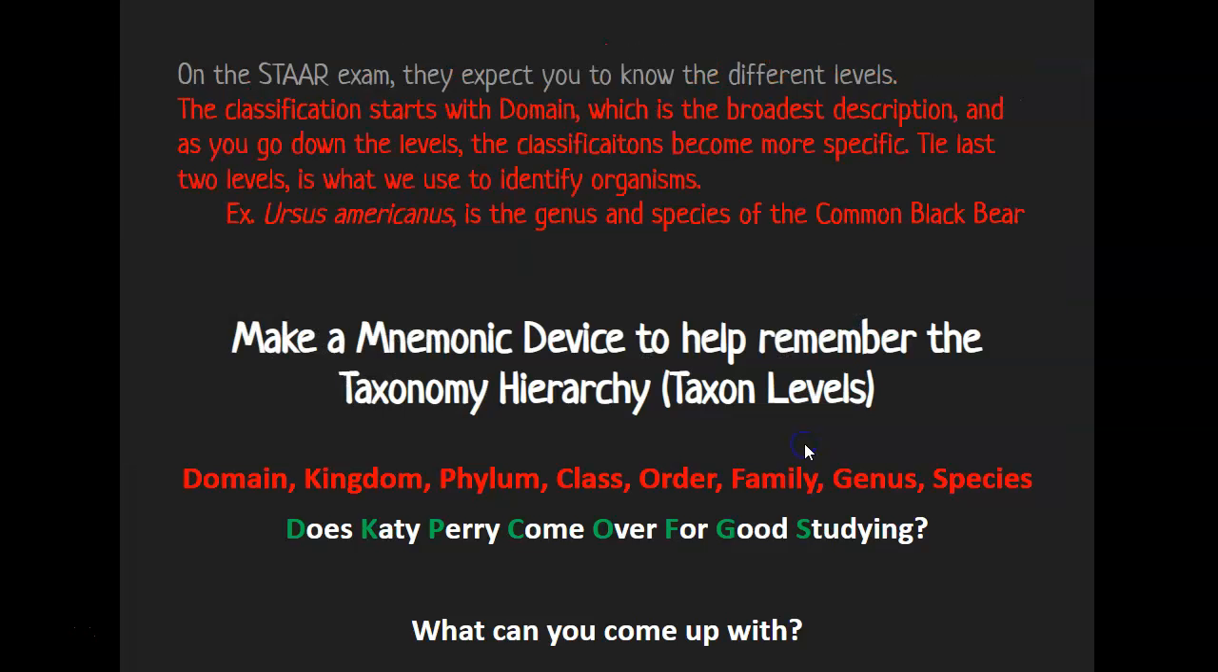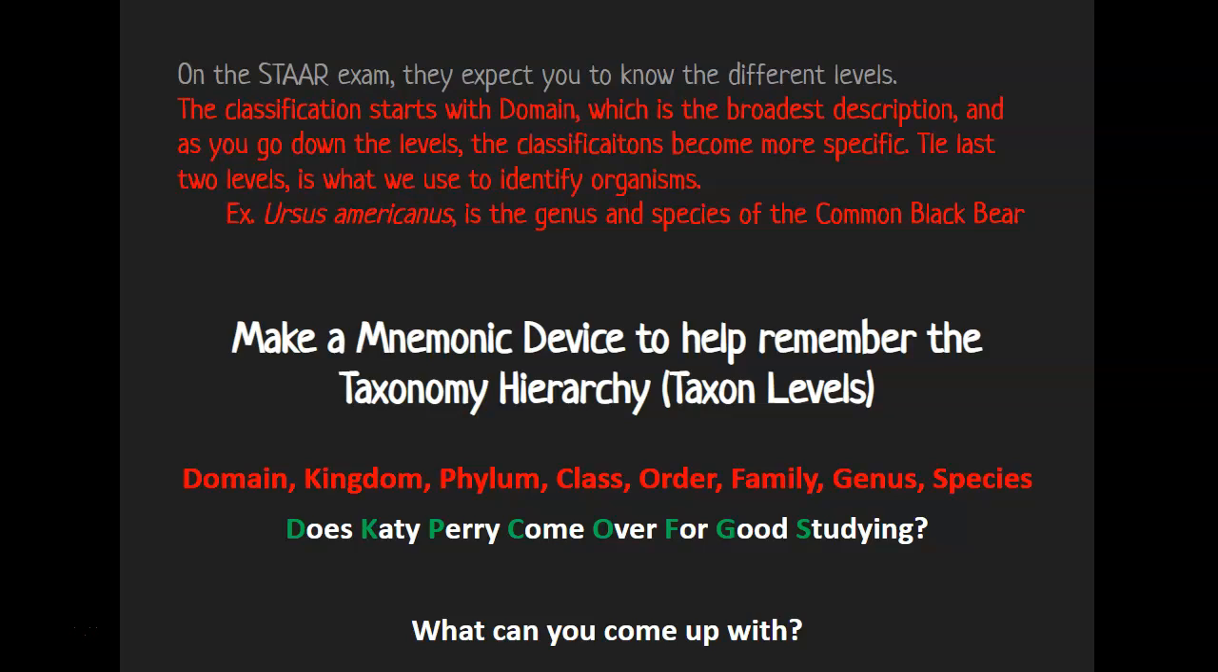Okay. So on the STAR exam, they expect you to know the different levels. The classification starts with domain, which is the broadest description, and as you go down the levels, the classifications become more specific. The last two levels are what we're going to use to identify organisms. For example, Ursus americanus is the genus and species of the common black bear.